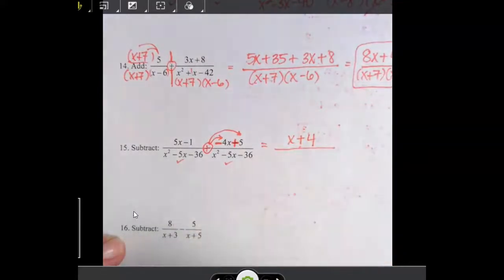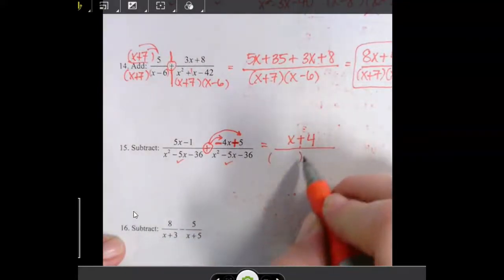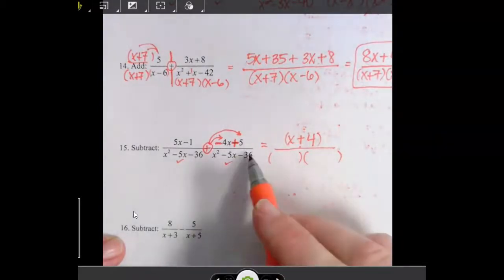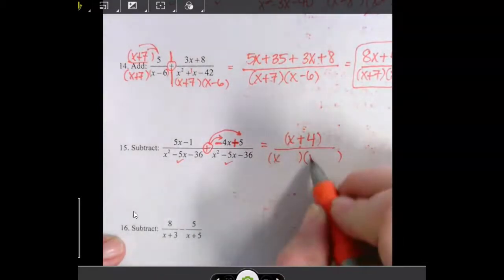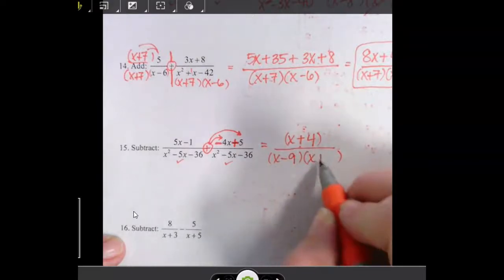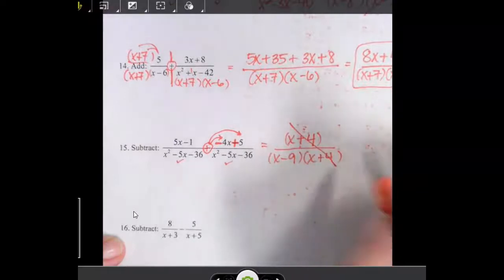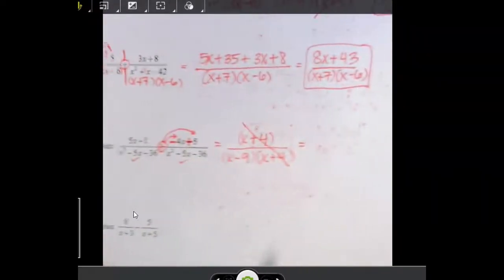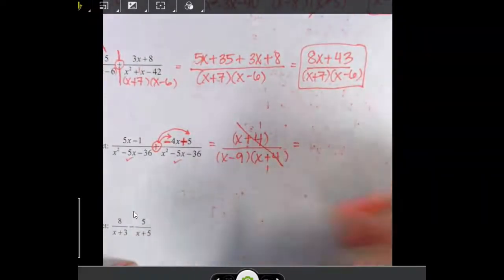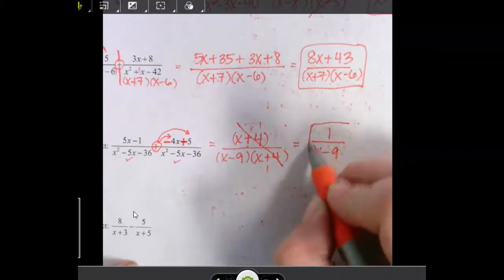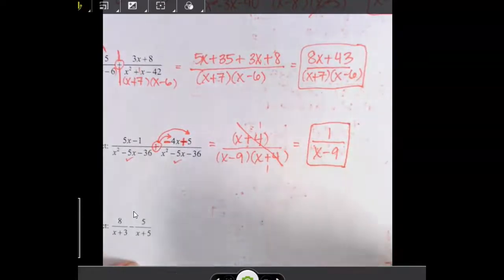And then let me see if my denominator will factor into something that has an x plus 4 factor. So factors of negative 36 that add to negative 5 would be negative 9 and positive 4. So it does in fact have a common factor of x plus 4. So when I reduce that, that becomes 1 over 1. So my simplified answer is 1 over x minus 9.